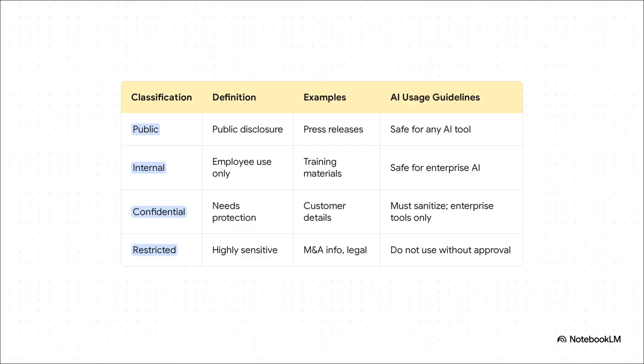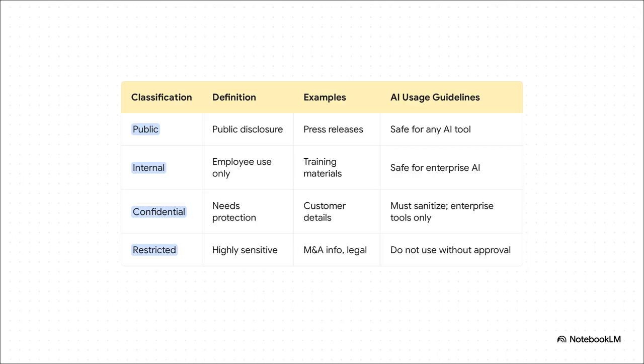Okay, this table breaks it all down into 4 simple levels. Think of it like a security clearance system. At the bottom, you've got public info, marketing materials, press releases. You can throw this into any AI tool, no problem. One level up is internal. This is stuff for employees like training docs. It's generally safe for your company's own AI, but you want to clean it up before using a public tool.